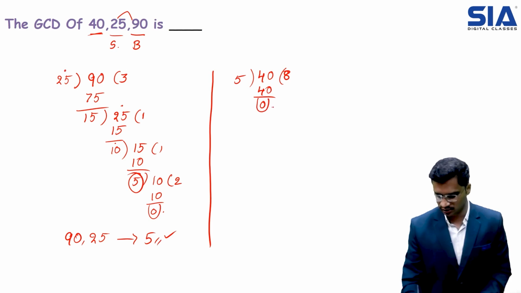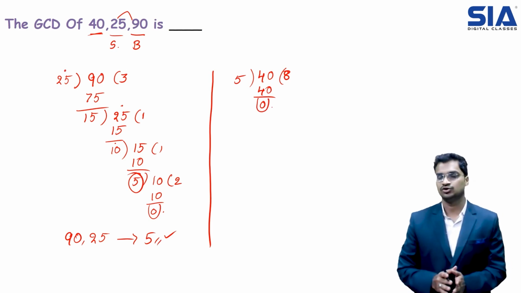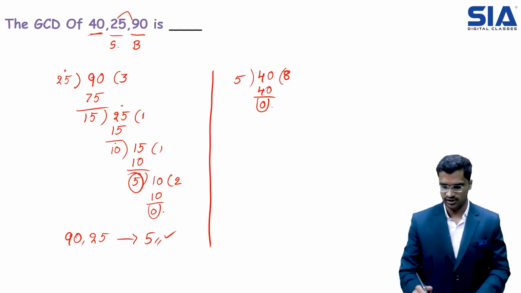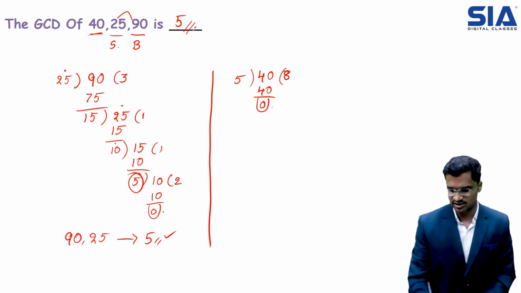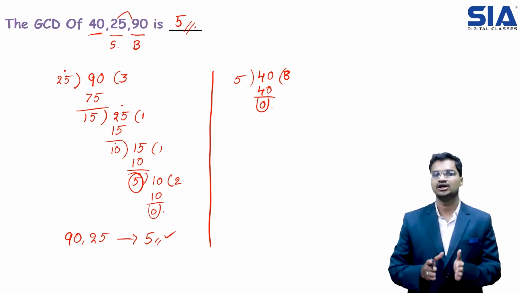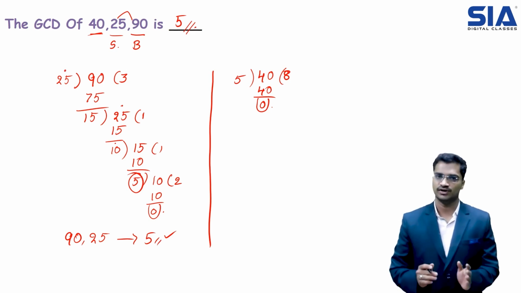So the remainder is 0. Here also we are getting a remainder of 0. So 5 is also the HCF of 40. So our answer is 5. The HCF of 40, 25 and 90 is 5.